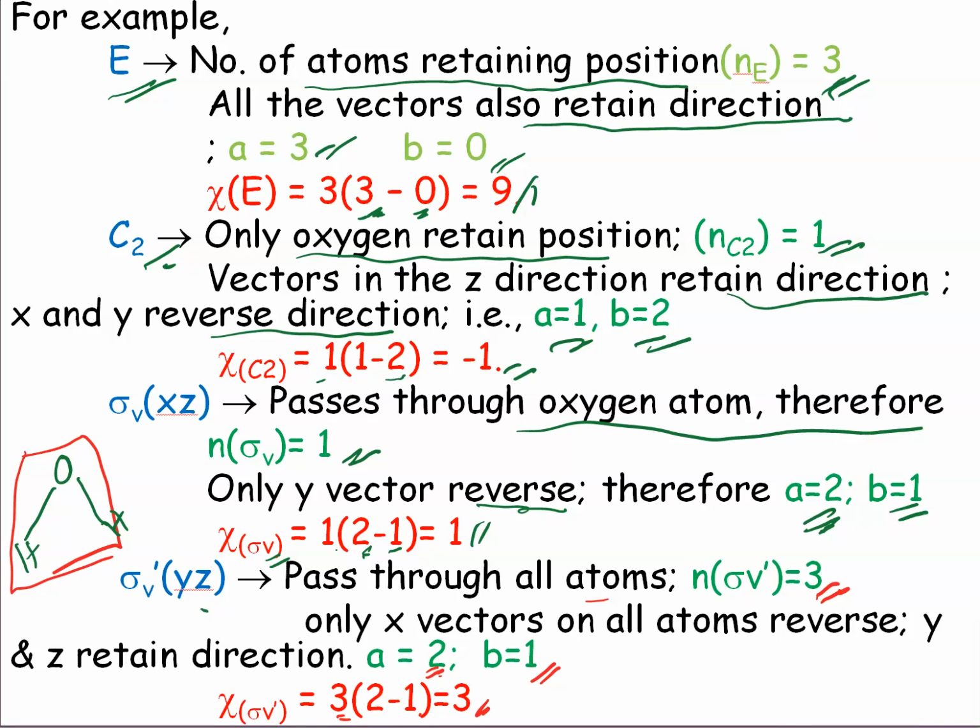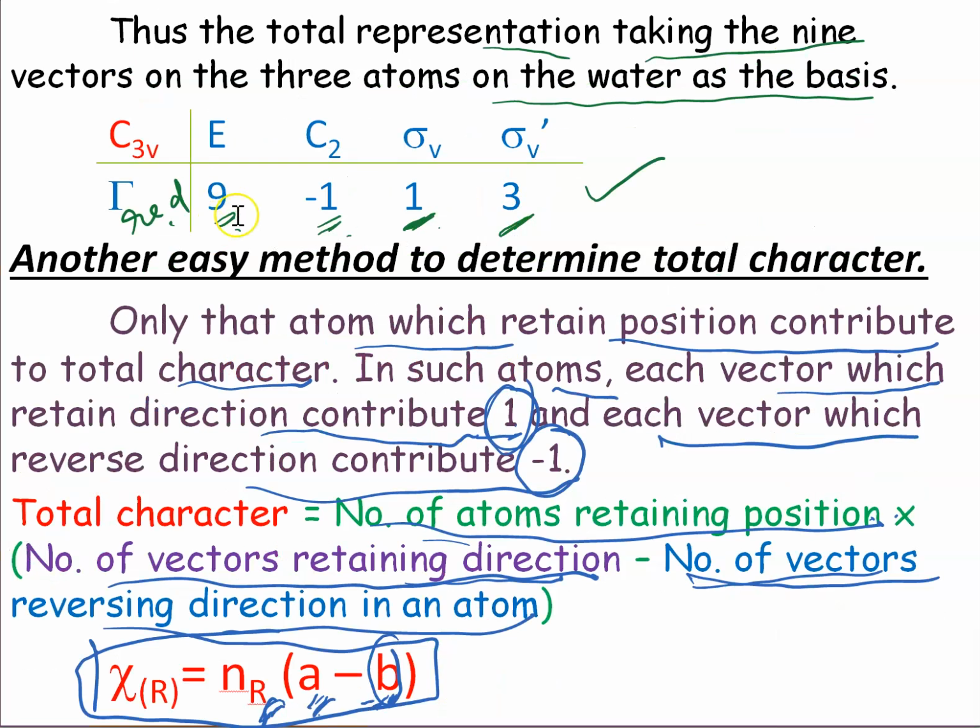Okay. So the characters are 9, minus 1, 1, 3. And that we already got in the other method also. We got the same thing: 9, minus 1, 1, 3.